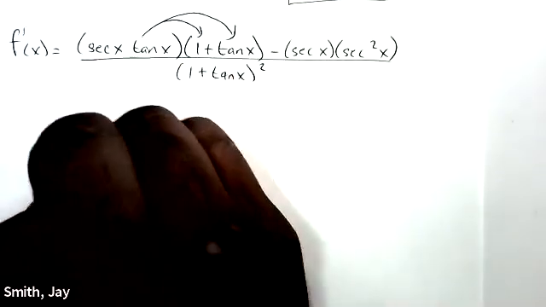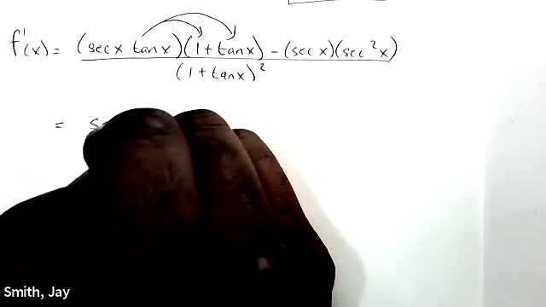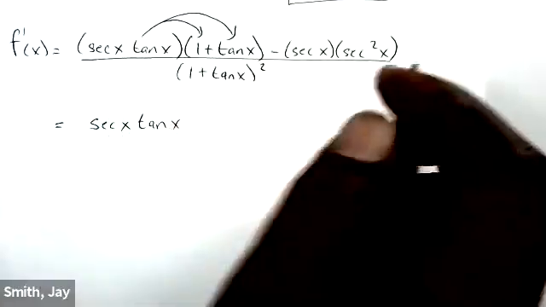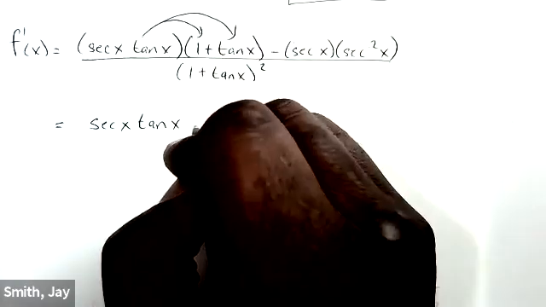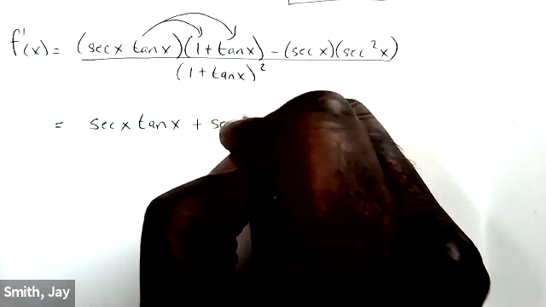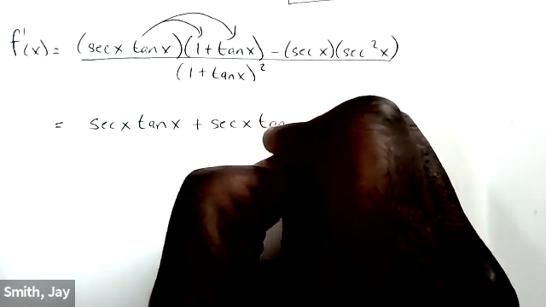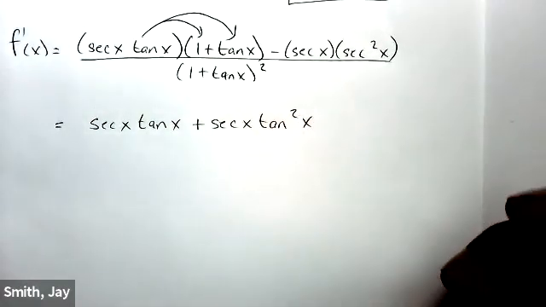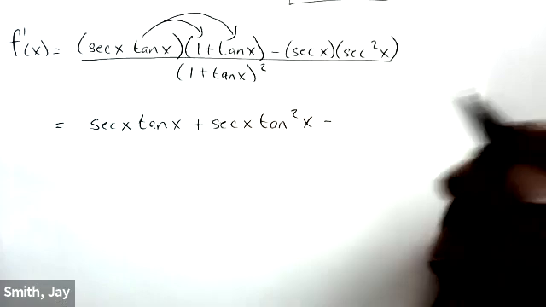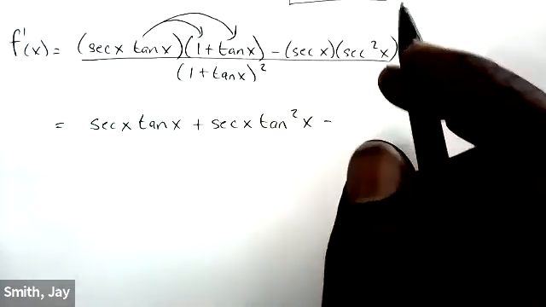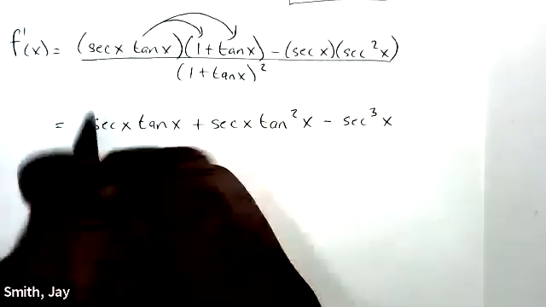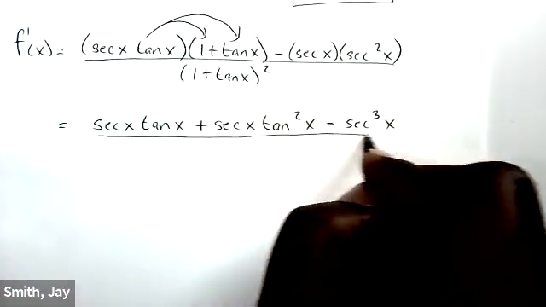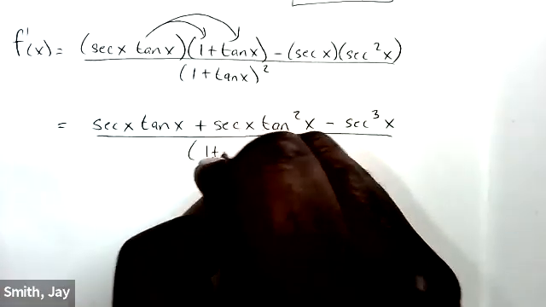Secant x tangent x times 1 will give me secant x tangent x. Secant x tangent x times tangent x will give me secant x tangent squared of x. We're still subtracting the product of secant x times secant squared of x, which will give me secant cubed of x. All this is still being divided by 1 plus tangent x quantity squared.